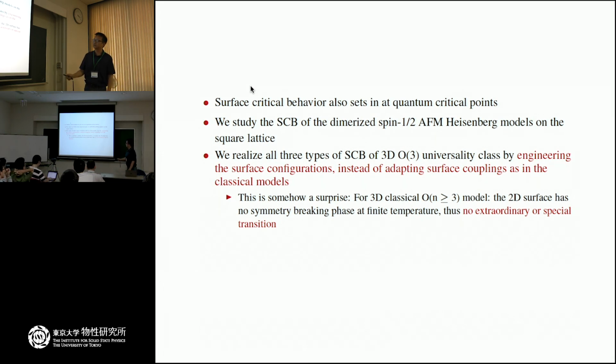This is somewhat of a surprise, because in the 3D classical O(3) model, the 2D surface has no symmetry-breaking phase at finite temperature, according to the Mermin-Wagner theorem. But we can realize this 3D O(3) universality class surface critical behavior in a quantum system. So that's a little bit of a surprise.